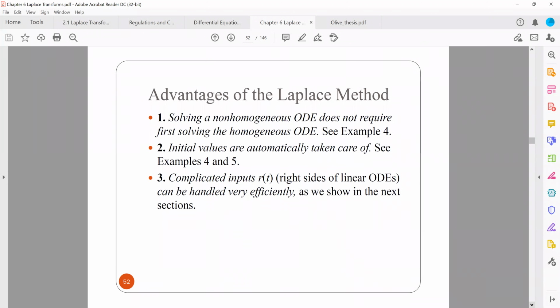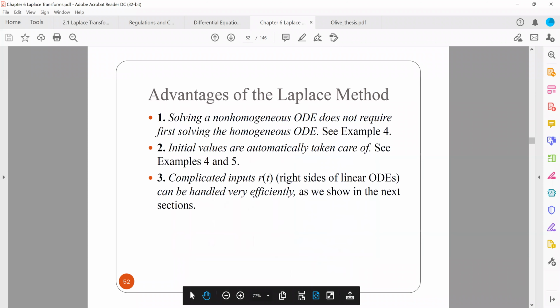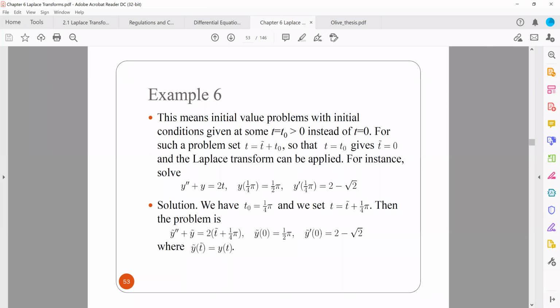So the way you learned in first year, I think you had to first do characteristic equations, equate the non-homogeneous one to 0, get those solutions, and then work out the non-homogeneous equation. Here, as you saw, you'll do it directly. Initial values are automatically taken care of. You just substitute them in those equations, s F(s) minus f(0) and the derivative of f at 0. So these are the initial values. These two will be taken care of, and complicated inputs will be handled efficiently. So I think we have some other examples. We didn't look at this one.